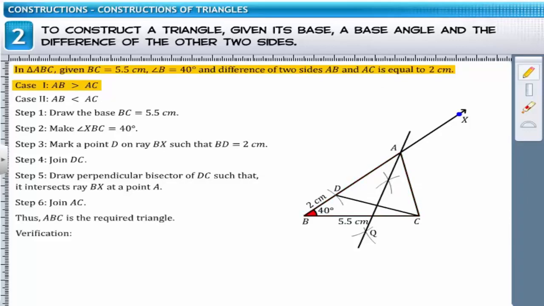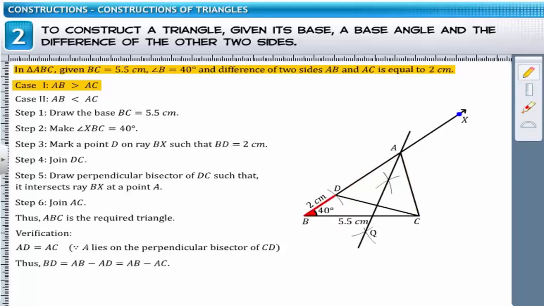We shall now verify whether the triangle we have drawn is the required triangle or not. AD is equal to AC, since point A lies on the perpendicular bisector of CD. Therefore, BD is equal to AB minus AC. Thus the constructed triangle ABC is the required triangle.